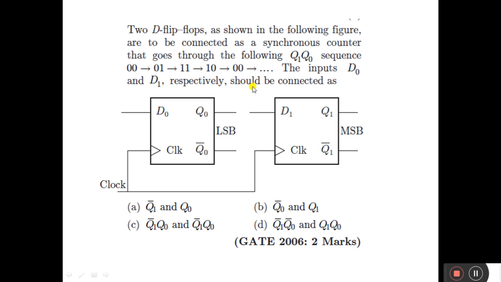So how to connect this D1 and D0 with Q0 and Q1? This question only they are asking. Option A: Q1 bar and Q0. Option B: Q0 bar and Q1. Option C: Q1 bar Q0 and Q1 bar Q0. Option D: Q1 bar Q0 bar and Q1 and Q0. So this question was asked in GATE 2006. So we can discuss the solution.